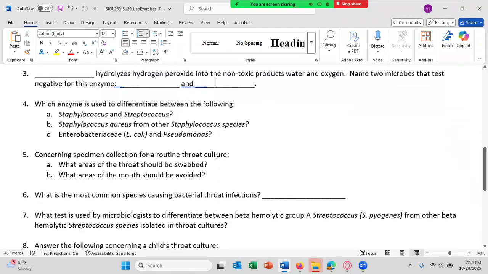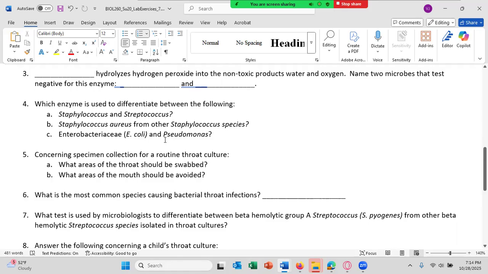4, which enzyme is used to differentiate between the following? So which enzyme differentiates between Staphylococcus and Streptococcus? Which enzyme differentiates between Staphylococcus aureus from other members of the Staphylococcus family? And which enzyme can distinguish between Enterobacteriaceae, like E. coli, and Pseudomonaceae, like Pseudomonas aeruginosa?